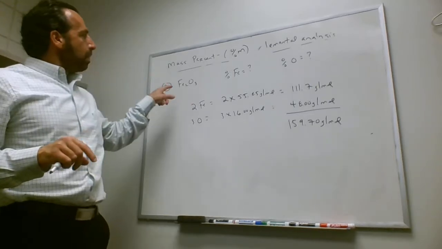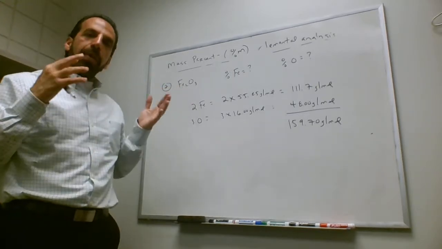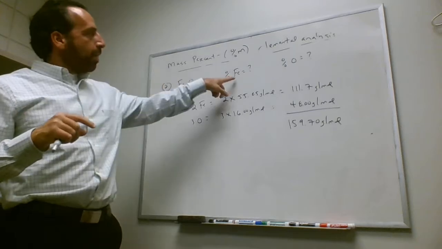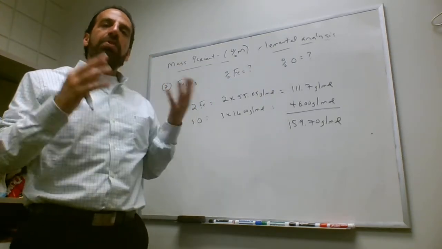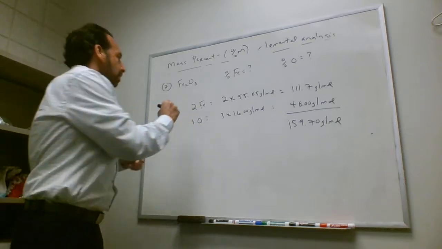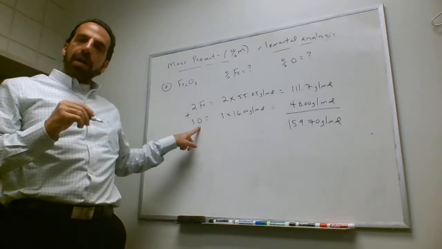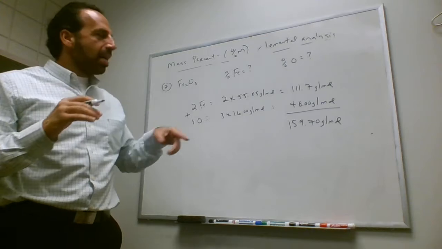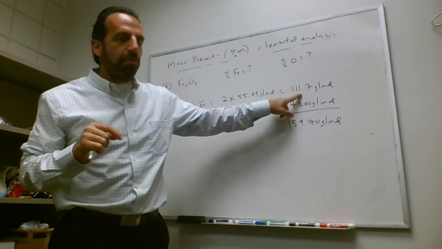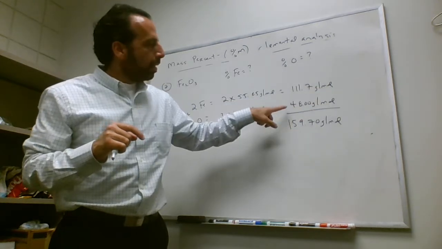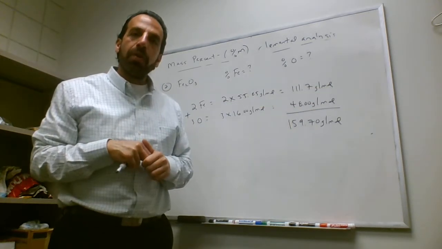Let's look at a second one. This is Fe2O3, iron(III) oxide. This is actually rust. I want to figure out the percent of iron and the percent of oxygen in there. So basically we do the same thing. I've got 2 irons, and I'm going to add 2 of the 3 oxygens. And again, when I do percent mass, I like to work it out. So my molar mass due to iron is 111.7 grams per mole, and due to the oxygen is 48.00 grams per mole.